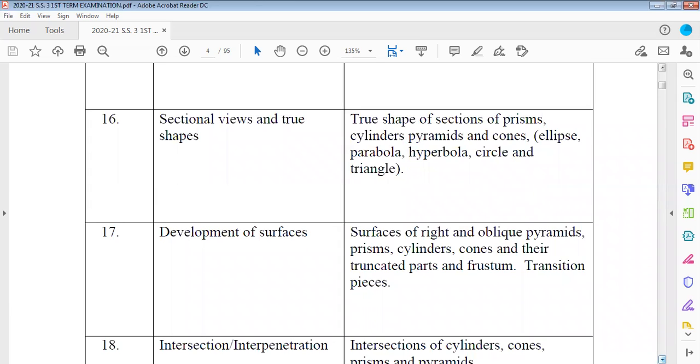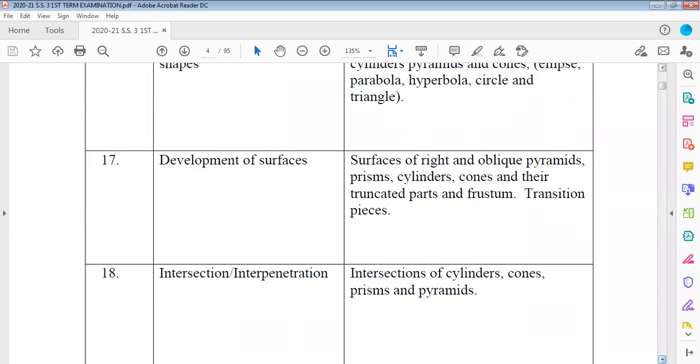Then development of surfaces. How you can develop the surface of a given object, like prisms, pyramids, cylinders, cones, and truncated parts of frustum, and also transition pieces. So I think for the senior secondary school level, you are not to work much on transition pieces. So just work very well on how you can develop a cylinder, how you can develop a prism, cones, and also truncated and frustum of each of the objects that I mentioned.